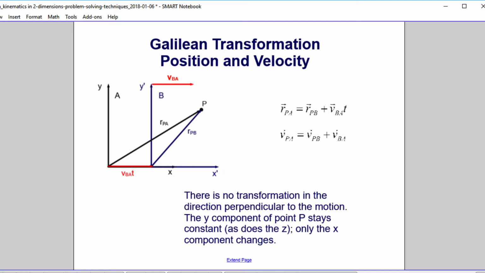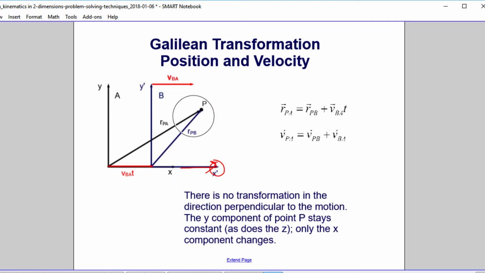We have another reference frame B, and that is denoted by Y prime and X prime, and that is over here. It measures point P with a different measurement, right? It goes from its origin to here, so it's r of P relative to B.